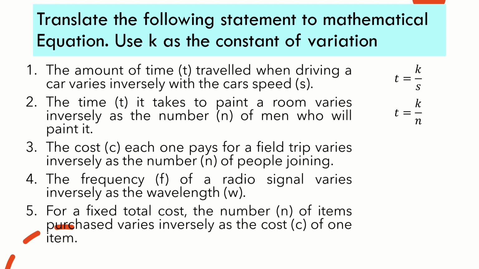Number 3, the cost each one pays for a field trip varies inversely as the number n of people joining. That is c is equal to k all over n. Number 4, the frequency f of a radio signal varies inversely as the wavelength. That is f is equal to k all over w. Last number, for a fixed total cost, the number n of items purchased varies inversely as the cost c of one item. That is n is equal to k all over c.